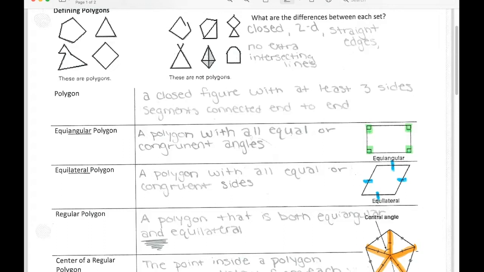When we are defining polygons, this group here, these are polygons. This group is not. And some differences that we notice between them: the polygons are all closed, so they have no openings. They all have straight edges, no curves. And polygons also have no intersecting lines, so lines don't cross on the outside or on the inside. And so that is our definition of a polygon, a closed figure with at least 3 sides. So our triangles start our polygons, and the segments are connected end to end.